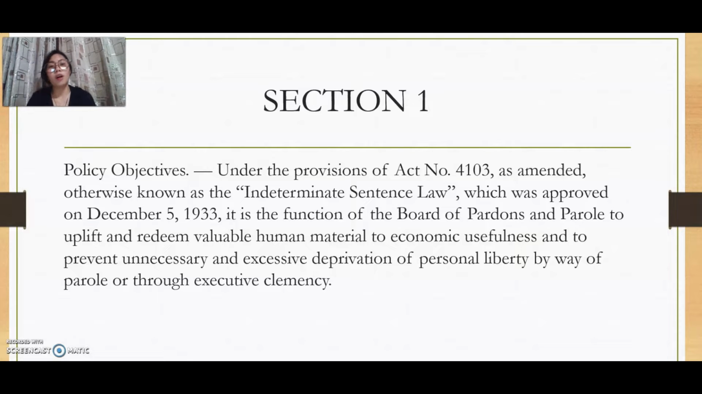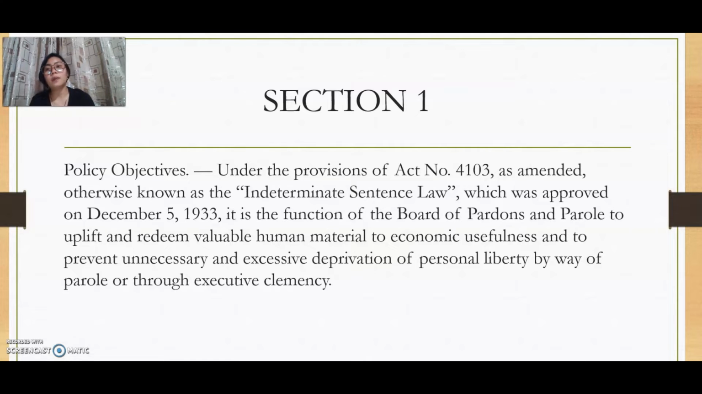So the main point of this probation is to redeem our guilty persons or the prisoners inside the prison. It is a way where our government can lessen the money spent on the needs of the prisoners, so they can avail of pardons or parole and become economically useful to our society, and to prevent unnecessary and excessive deprivation of personal liberty by way of parole or through executive clemency.